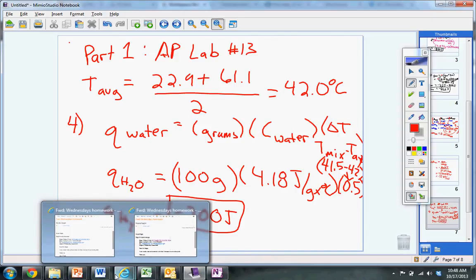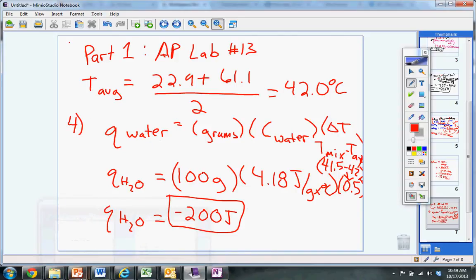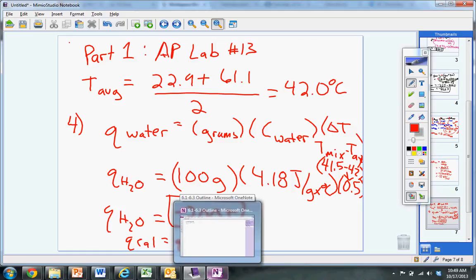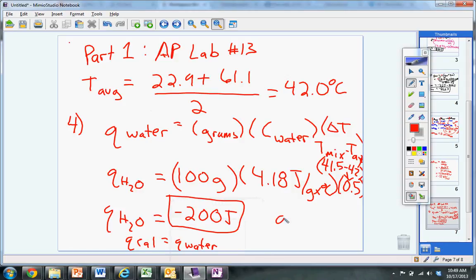So, right? Then my Q of my cal equals my Q of my water. All right? And when you do that, Q cal is going to be what? Opposite of this, positive 200 joules. All right, sorry about that. Things kind of acting up a little bit. So you should kind of be in that ballpark.